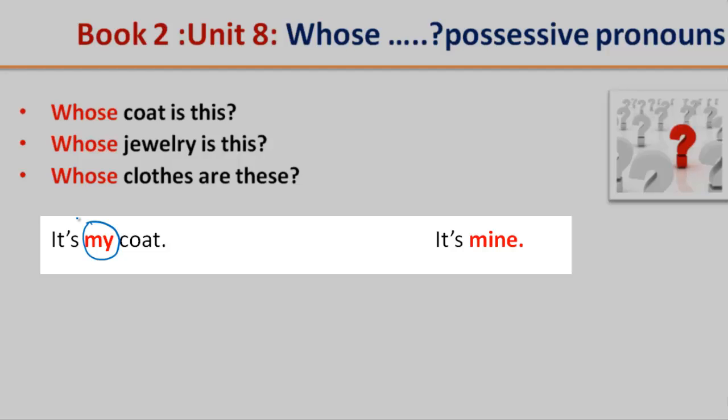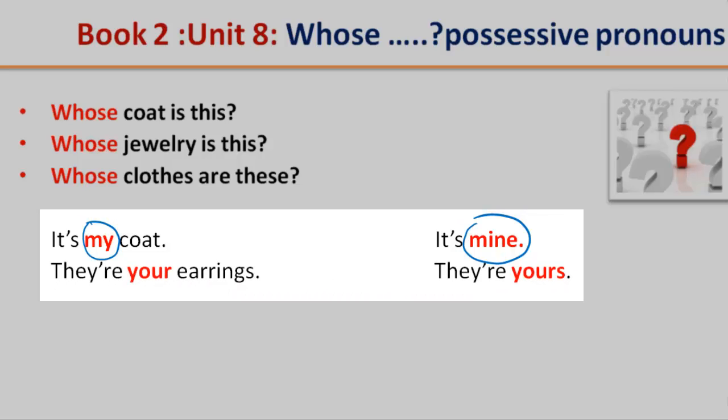My is an adjective here. It's mine. What's mine here? Mine is the possessive pronoun. So it's my coat, it's mine. Let's look at some more examples. They are your earrings. They are yours. So what is your here? This your is a possessive adjective, and this is a possessive pronoun.